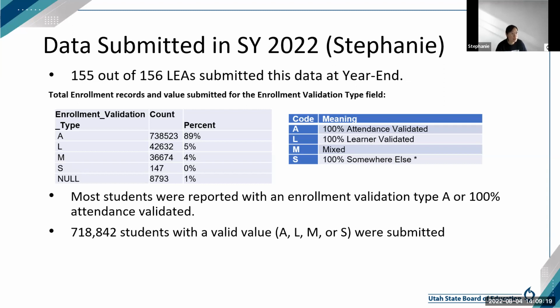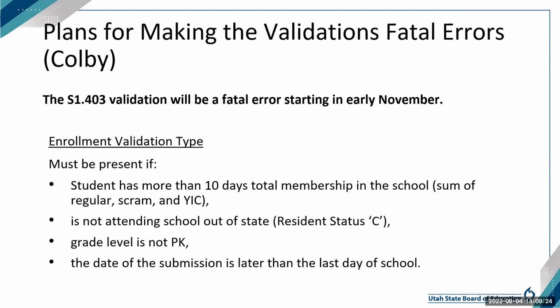So that's for this. And then I think we can go to the next slide. Kobe, please go ahead. All right. So for attendance, the S1.403 validation will be a fatal error starting early in November. For the enrollment validation type, it must be present if students have more than 10 days total membership in a school, if the student is not attending an out-of-state school, grade level is not pre-kindergarten, and the date of submission is later than the last school day.